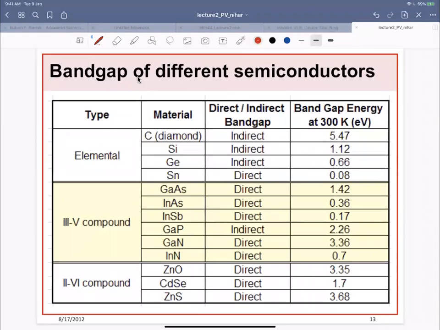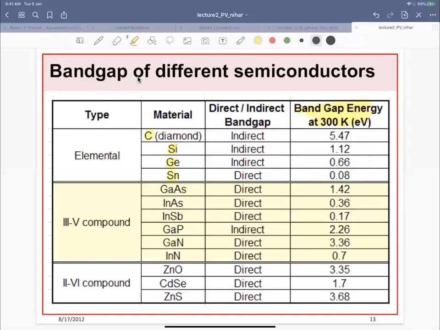So you see, the band gap again, right? When I talk about the band gap or the energy gap, this also depends on the atomic number of the semiconductor material. So you see, carbon, silicon, germanium, and tin are all group 4 elements, right? In the periodic table, they are in the same group, right?